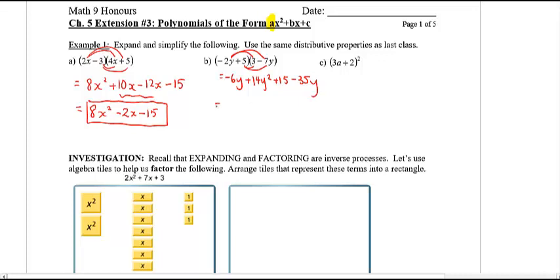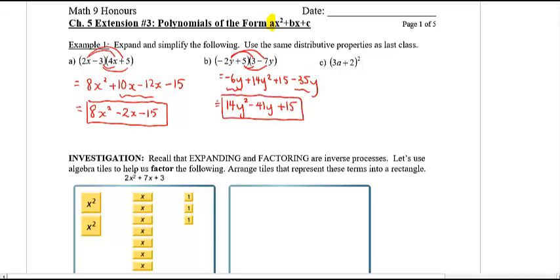And remember, math people like to have things written in decreasing degree order. So the highest degree power goes first, the 14y squared. Then I'll combine the y's together. There's negative 41 of them. And then also plus 15 as well. Okay?